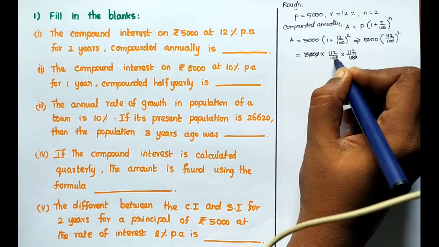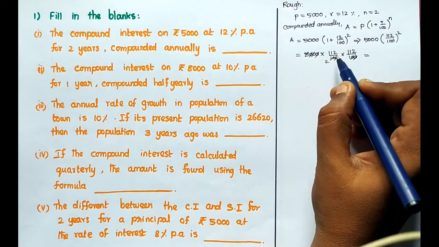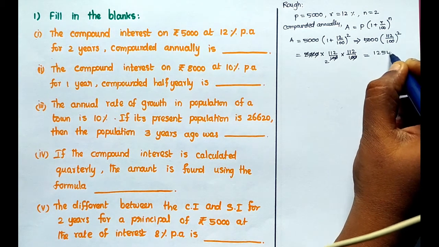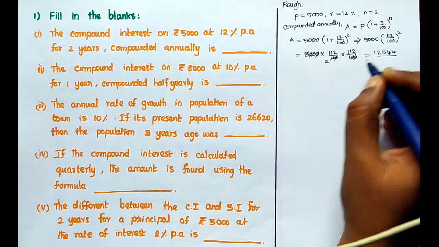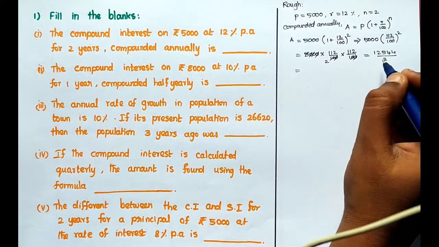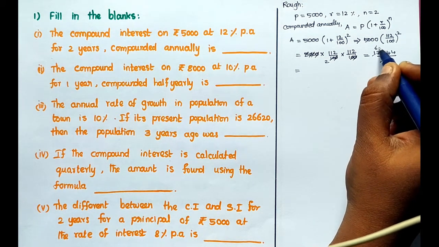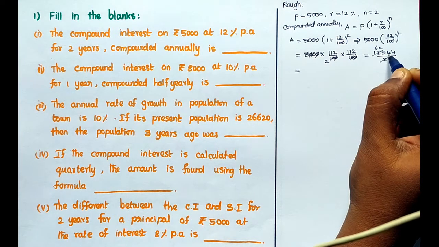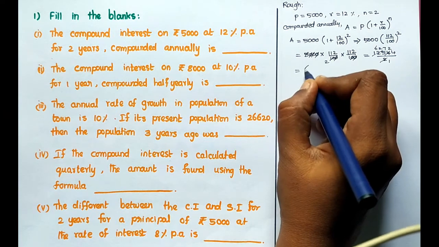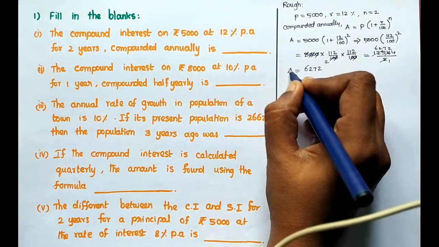112 into 112 we get 12,544. Now cancelling, we get 2 1s are 2, 6 2s are 12, 2 2s are 4, balance 1 it becomes 14, 7 times and 2 times here. So 6,272. That is the amount.